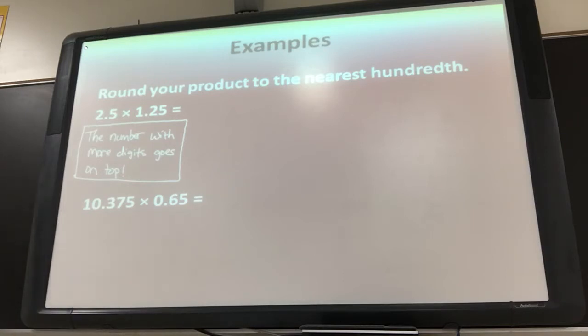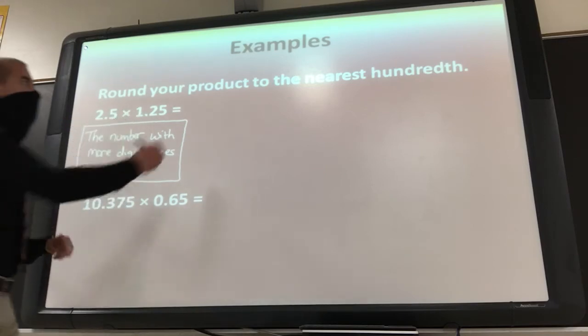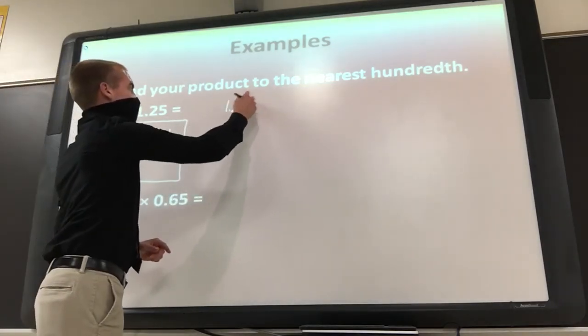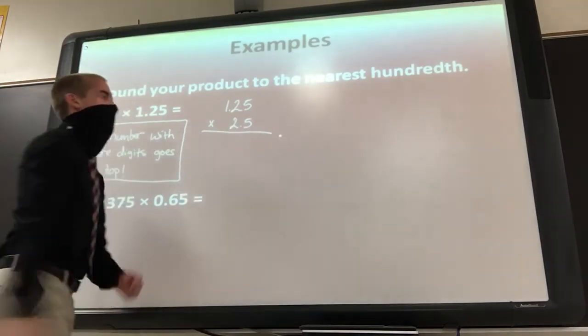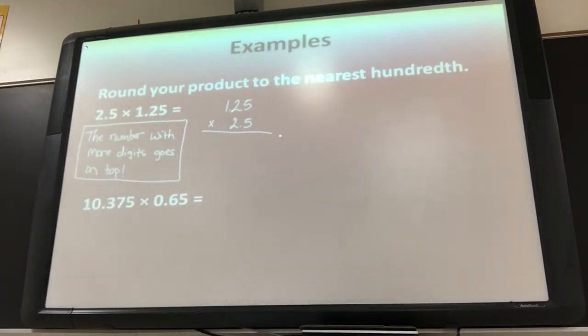Because with multiplying, does order matter? Does it matter which number we put first with multiplying? No. So we can switch up the order, and it's not going to change anything. So in our case on this first one, 1.25 is going to go on top when we multiply. 2.5 is going to go on the bottom. So notice I did not line up the decimal points, because it doesn't matter. You don't have to line the decimal points up for this.